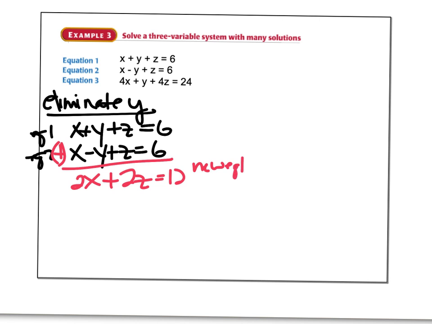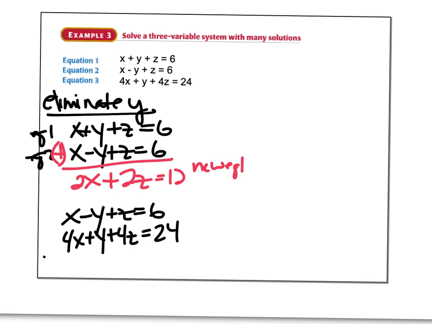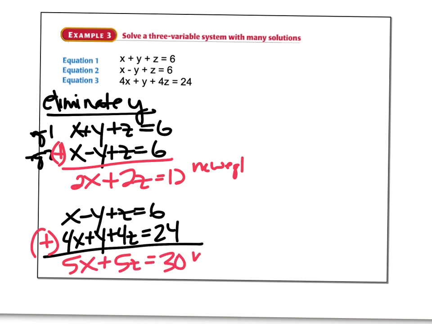So now I'm going to look at equation 2 and equation 3, still eliminating y, and again, I don't have to do anything special to them. They already have the same coefficients for y, and that equals 24. So in order to get rid of those, I'm going to add again, and I end up with 5x plus 5z equals 30. And that is your new equation 2.